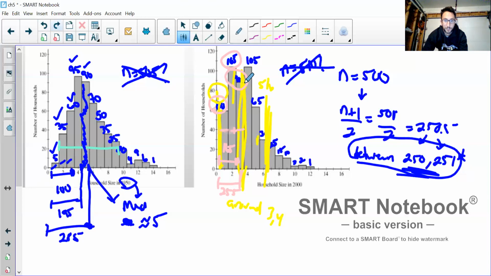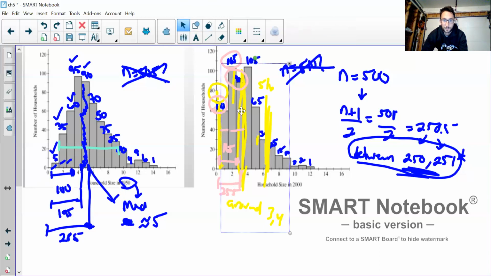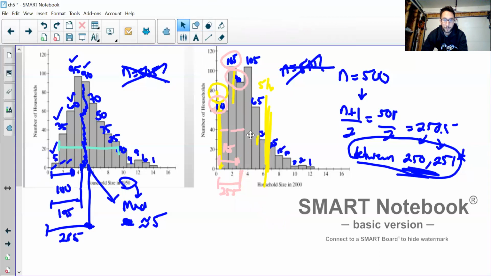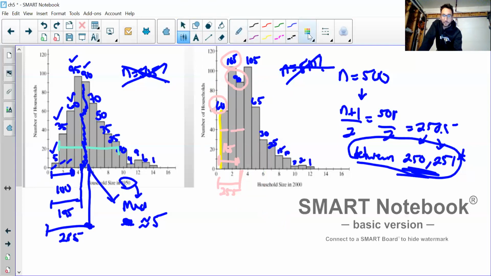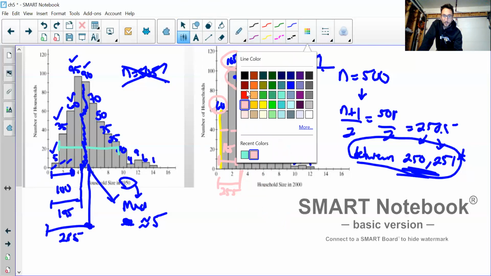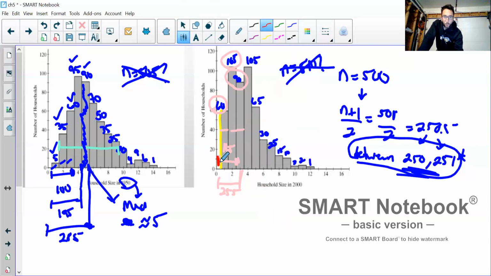Sorry, hold on a second. Get out of here, yellow. All right, anyway, sorry. So if our first 165 data values, that was also a pretty bad color choice, I'll just go with some red. If the first 165 values are from here to here, and then from here to here takes us all the way up to 255, that means the median had to be in this bin. And so we end up with the median in 2000 being about 3.